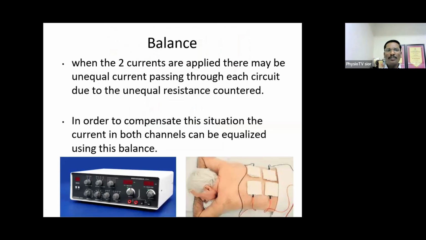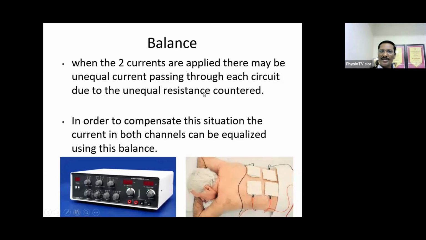Now coming to one more parameter, that is the balance. We are using two different channels of interferential therapy, and the intensity is increased in the two channels. You can see here in the machine, there is an intensity control. When you increase the intensity, it depends on the resistance between the two channels. This is one channel, this is the next channel. Based on the skin resistance, the output is varied. That means if the resistance is more in one channel, the intensity will be less. To balance the intensity, we have this balance parameter.